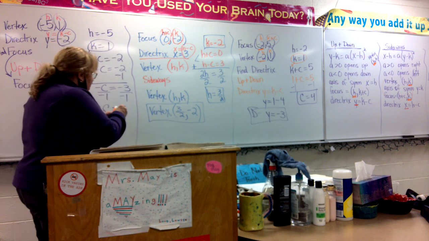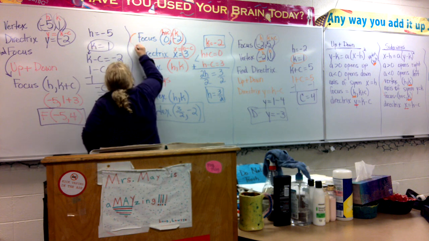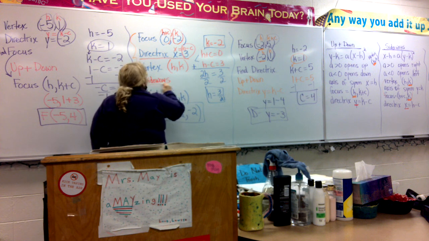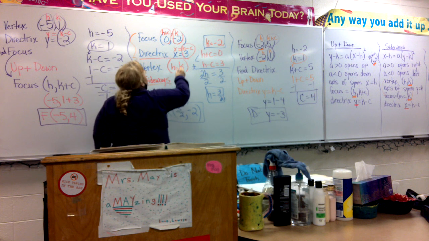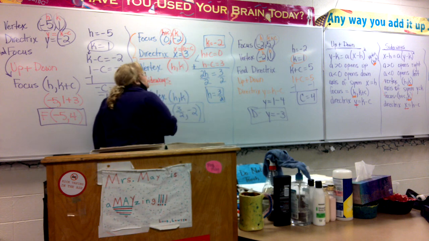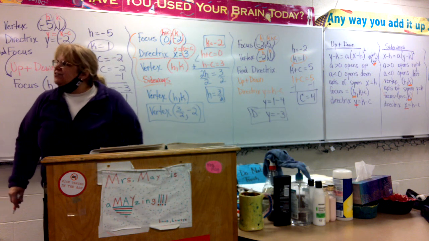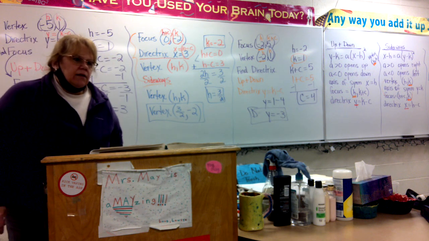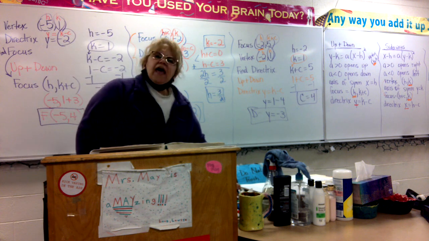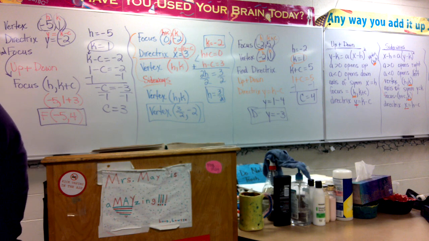I would suggest on your paper you write down, just like I did here, what's given, and then figure out if it's up and down or sideways, and write what it's equal to above, so you can easily see. Does that make sense?